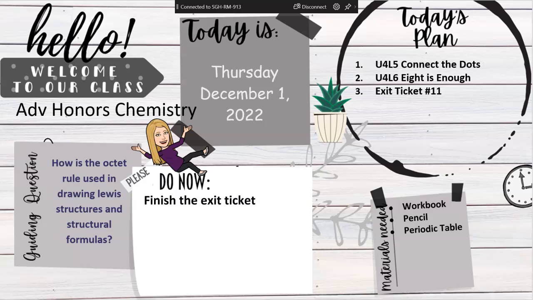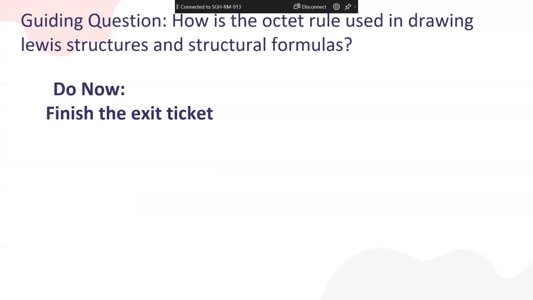Hello everyone, welcome to lesson 6. By the end of this lesson, you should be able to answer the guiding question: how is the octet rule used in drawing Lewis structures and structural formulas?